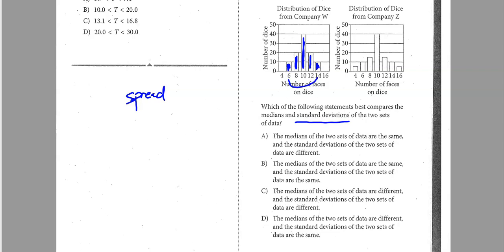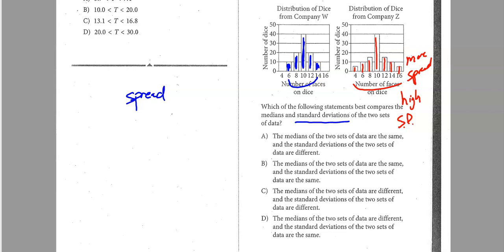If you look over here, the data goes all the way from 4 to 16. So this one is more spread out. So this one is going to have a higher or a larger standard deviation. So company Z is going to have a higher standard deviation. So the medians are the same. So I didn't even see the little median part.